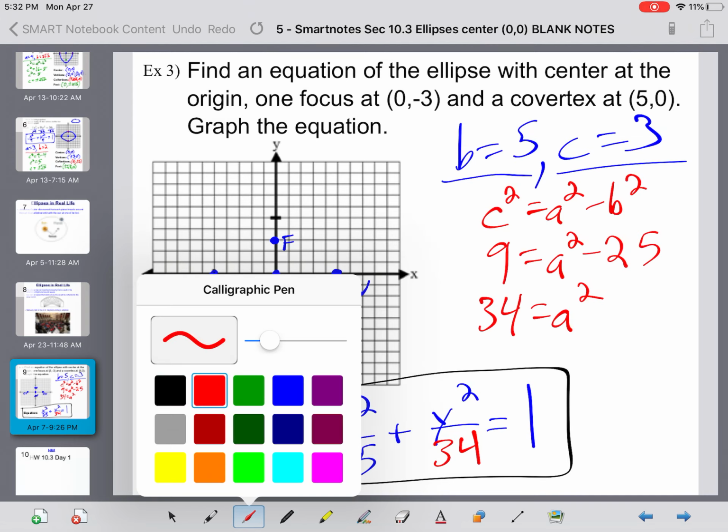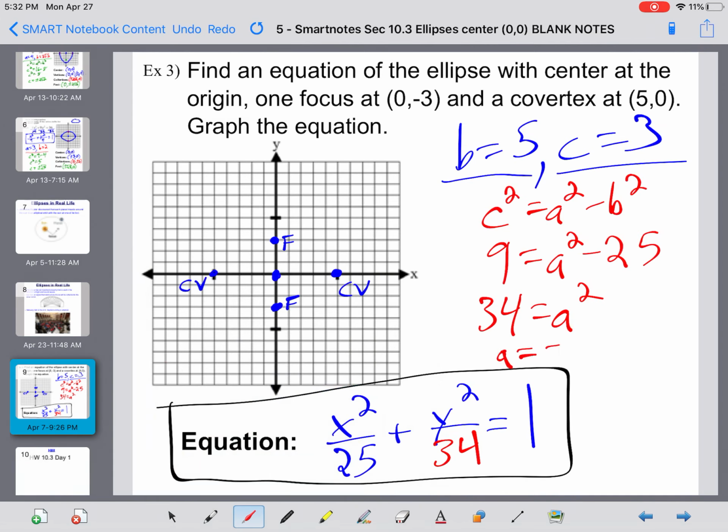And now if I want to finish the graph, I know that a is plus or minus the square root of 34. That's just shy of 6. So I'm going up a little bit less than 6 and down a little bit less than 6, and now I can sketch a graph. Again, try to make it as symmetric as you can. It's a little harder to do on the iPad, but that's pretty decent. Okay, almost a circle, but not quite.